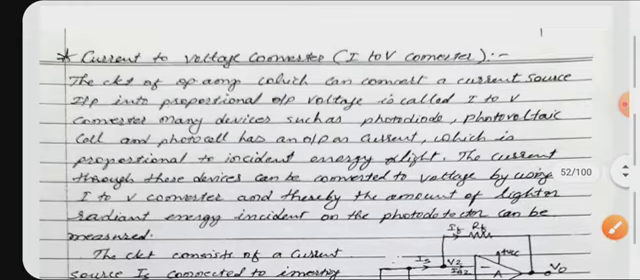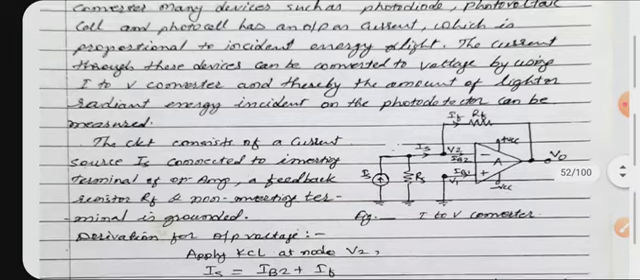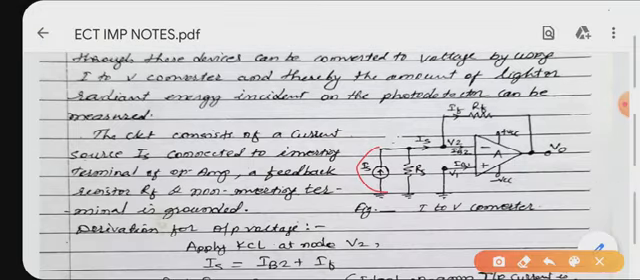Coming to the next application, I to V converter, current to voltage converter. Okay. So the circuit of op amp, in which at the input side there is a current source and at the output side there is a voltage. So the circuit of op amp in which the input current is converted to proportional output voltage, or vice versa, you can say VO is proportional to Iin or IS, that is called an I to V converter. Input current is converted to output voltage.